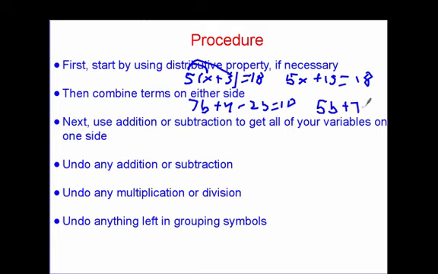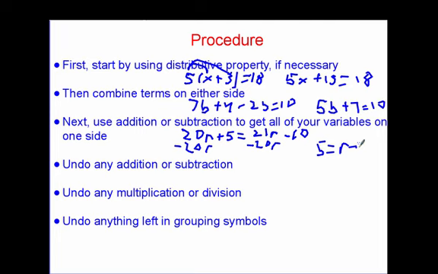Next, we're going to use adding and subtracting to get all of our variables on one side. Like, for example, if I had 20r plus 5 equals 21r minus 10, well, to get all our variables on one side, I would subtract 20r over here, subtract 20r over here, so I get 5 equals r minus 10.